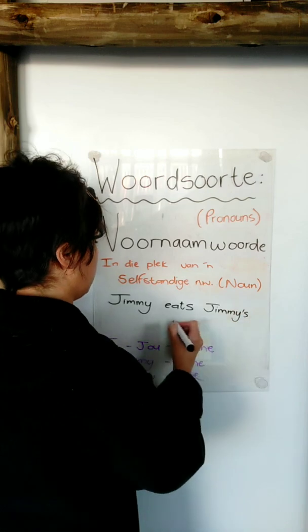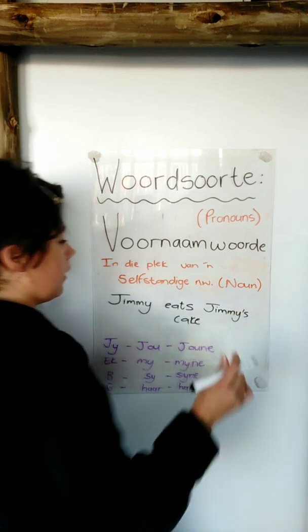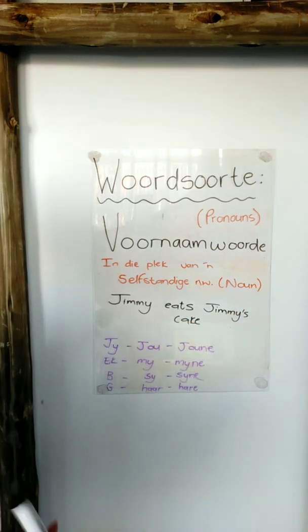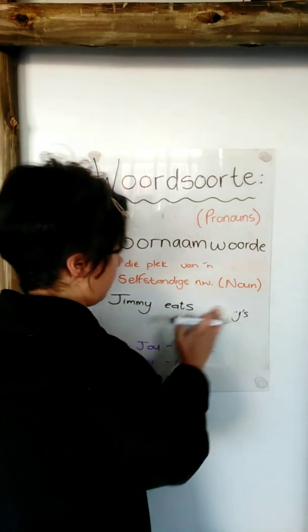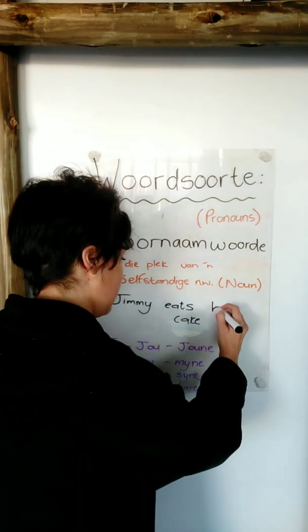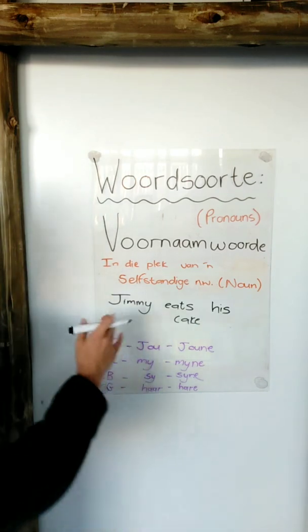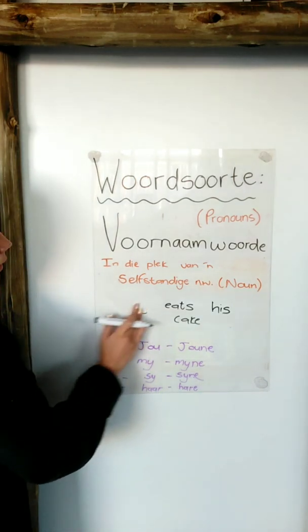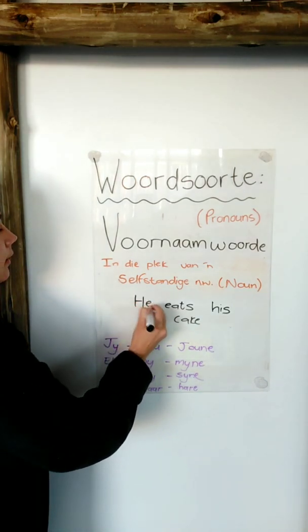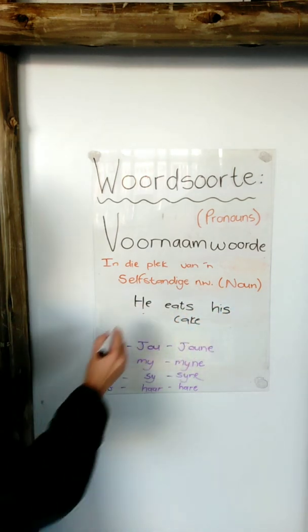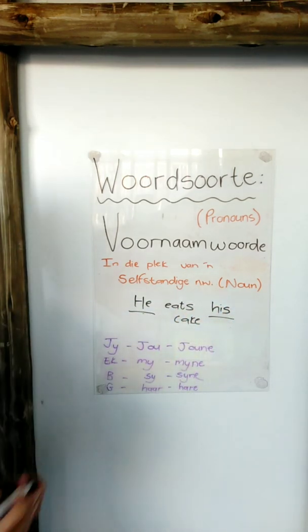Jimmy's cake. Now we're going to replace, because there's too many names. So we're going to replace this one. Jimmy eats his cake. And we can even replace the first one with he. He eats his cake. So then he and his is the pronouns.